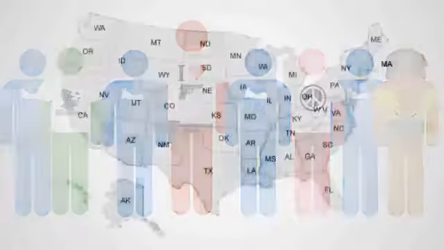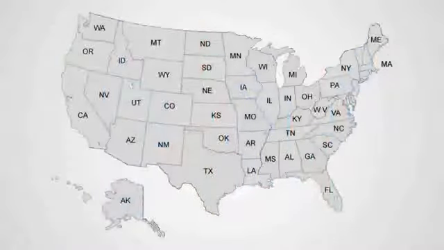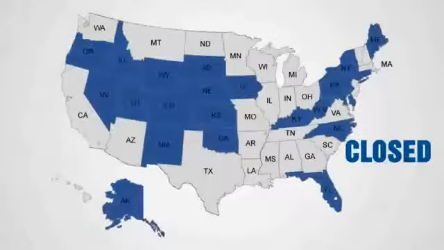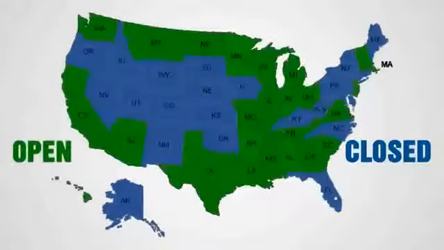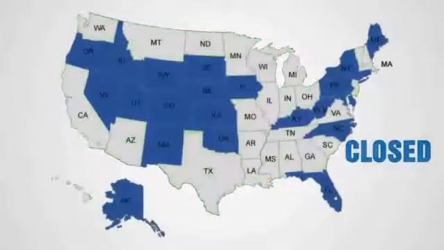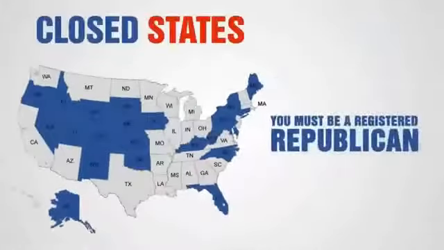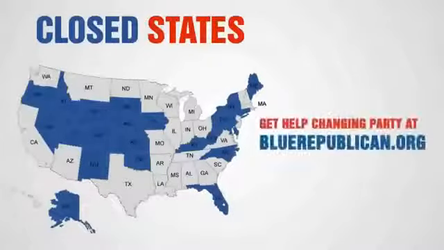Again, here's the list of states. If you live in one colored blue, you're in a closed state and must register Republican as soon as possible. If you live in one colored green, you do not, but don't forget to go to the primary or caucus on the right day. Finally, how do you go about changing your registration? In many states, you can do it online. In others, it's a bit more tricky. You can find detailed information about registering Republican in your state on the bluerepublican.org page.